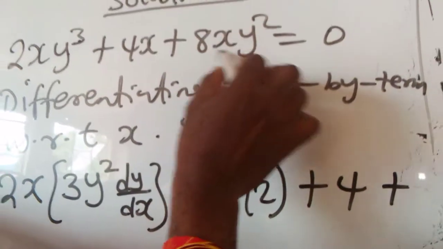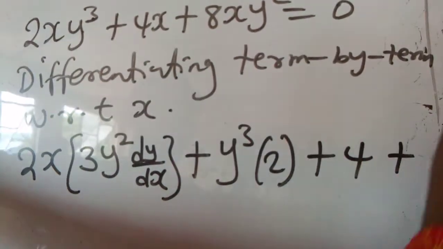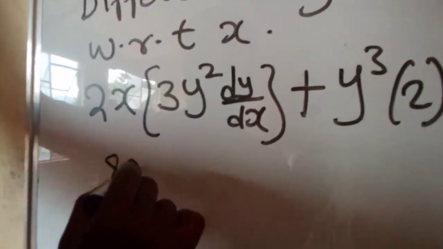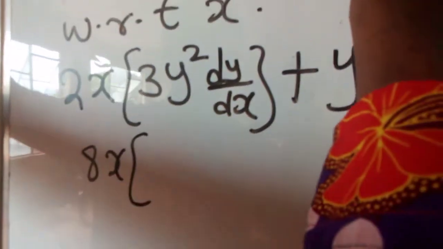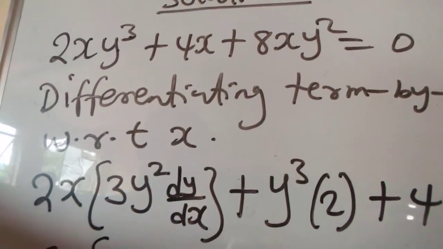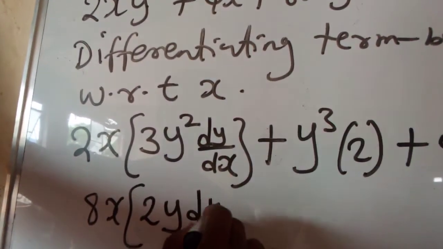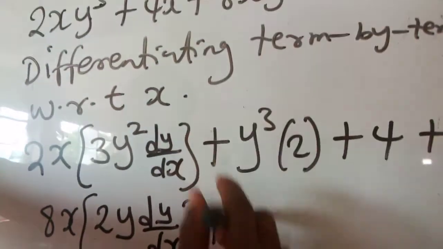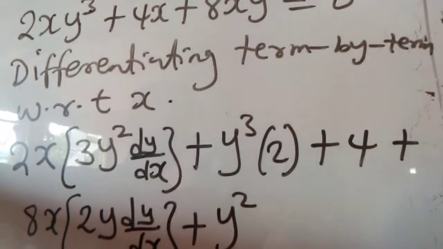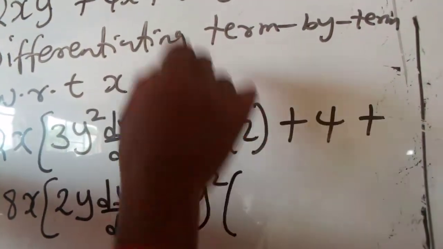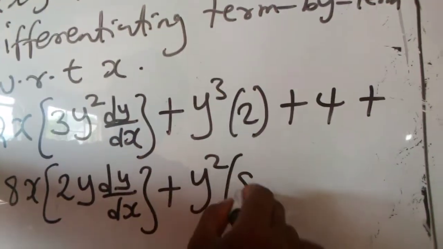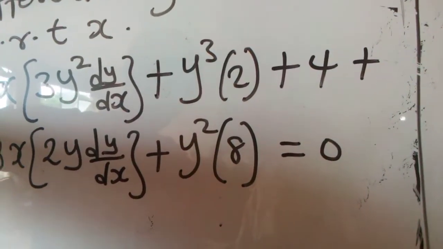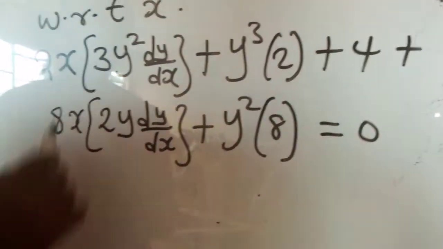Plus, here now, you also apply that method. So if you differentiate this, it's going to give you 8x. You now differentiate y raised to power 2, it's going to give you 2y dy over dx. Then plus, you keep this one constant, it will give you y raised to power 2. If you differentiate 8x, it's going to give you 8. So it's going to be equal to 0, because if you differentiate any constant, it is 0. So we can now open this bracket.